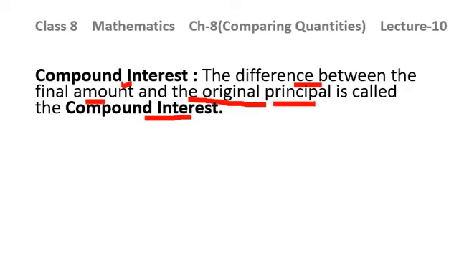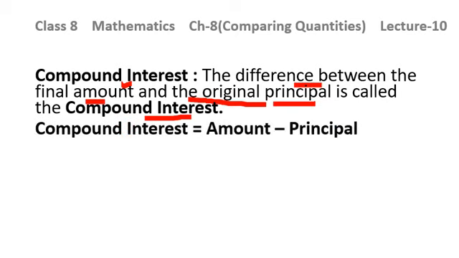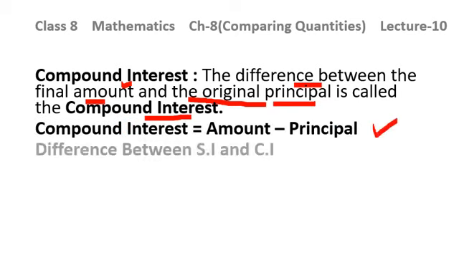Principal is given to you in almost every question. So you need to take the difference and get the compound interest. So the formula of compound interest is amount minus principal. Now what is the difference between SI and CI? This is the most important concept you should know.